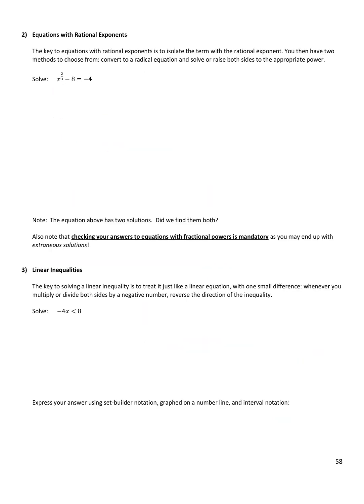Okay, the next type of equation that we're going to study are equations with rational exponents or fractional exponents. And the key to these is to isolate the term with the rational exponent, and then we'll have two methods. We can either convert to a radical equation, which we just practiced solving in the last example, or we can solve by raising both sides to an appropriate power. So let's start by isolating the radical. I'm going to add 8 to both sides to get the x term by itself. So I have x to the 2/3 equals 4.